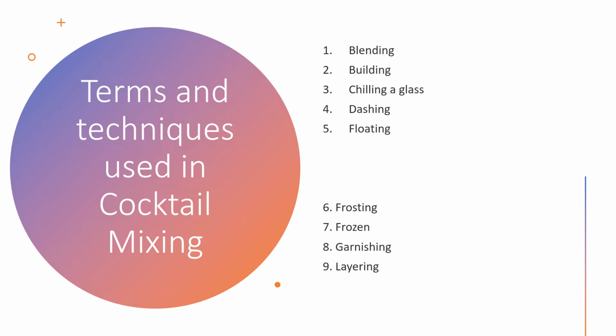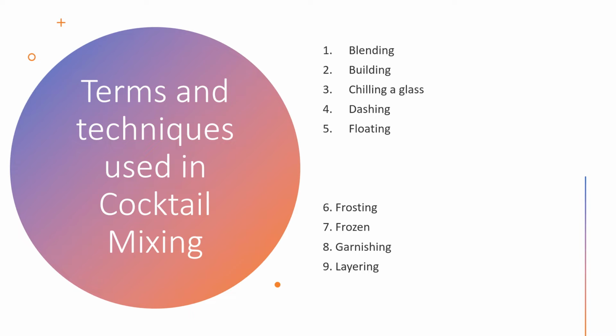Dashing is a technique used where a small amount is splashed in the glass. Bitters, sauces, syrups, and other strong substances are usually added in dashes. Floating. This is a technique used in mixing shooters by slowly pouring the final ingredient on top of the cocktail over a bar spoon so that it does not mix with the rest of the ingredients.